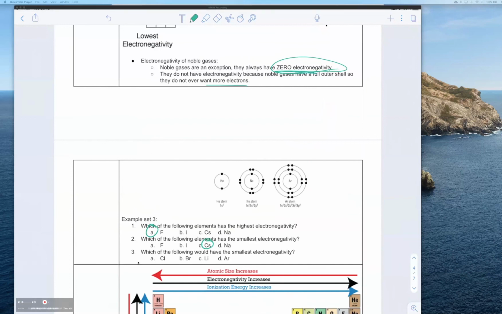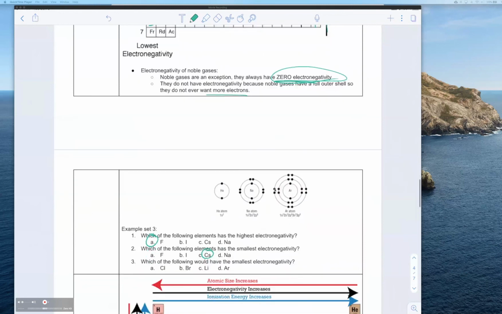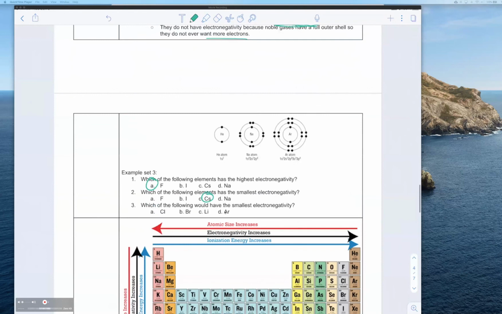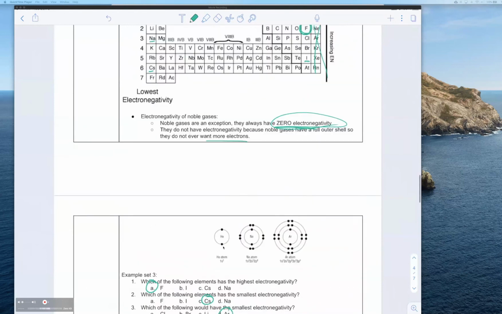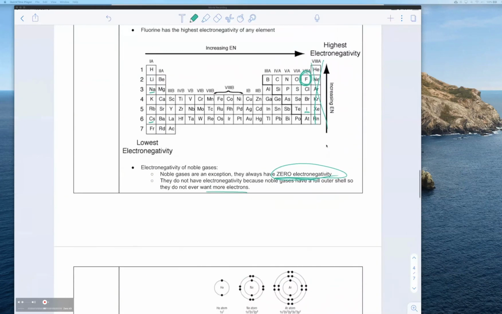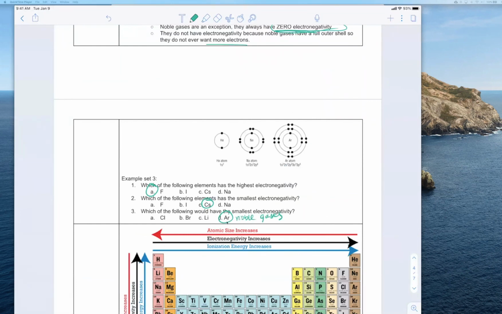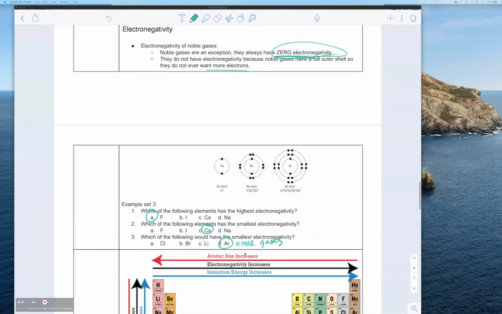And then number 3 is kind of a trick question. So like I said before, right? Noble gases have 0 electronegativity. So if you look here at argon, argon's a noble gas. So no matter what, it doesn't matter what the other elements are, argon is going to have the smallest electronegativity because it's a noble gas, right? So it doesn't even matter what the other elements were.